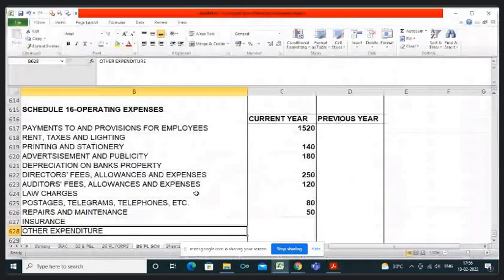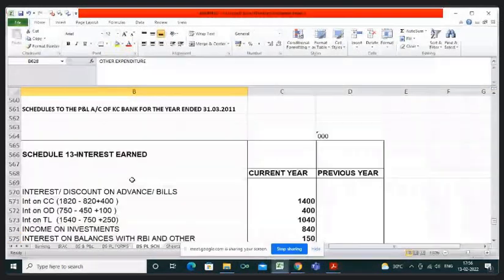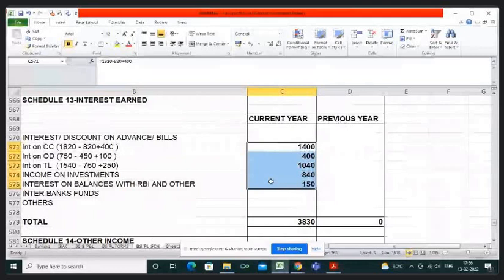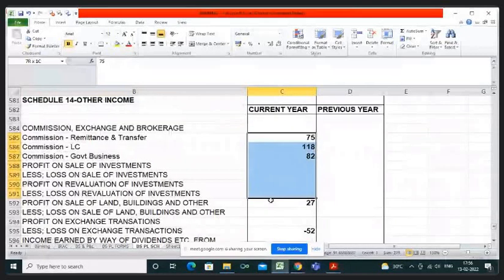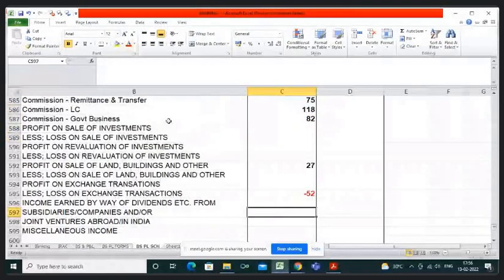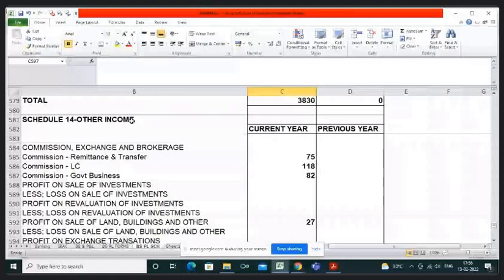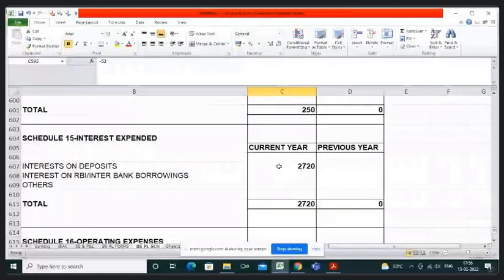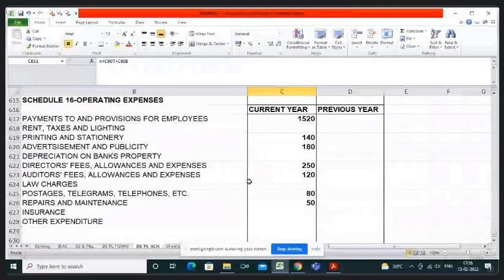proceed to total up the schedules. So schedule number 13, we have a total of 3830, and schedule number 14 we have a total of 250. This is a negative balance. Still it will be part of the income only. It will not be taken to the expenses. Interest expended 2720, and then operating expenses, we have so many items, it will be 2340.